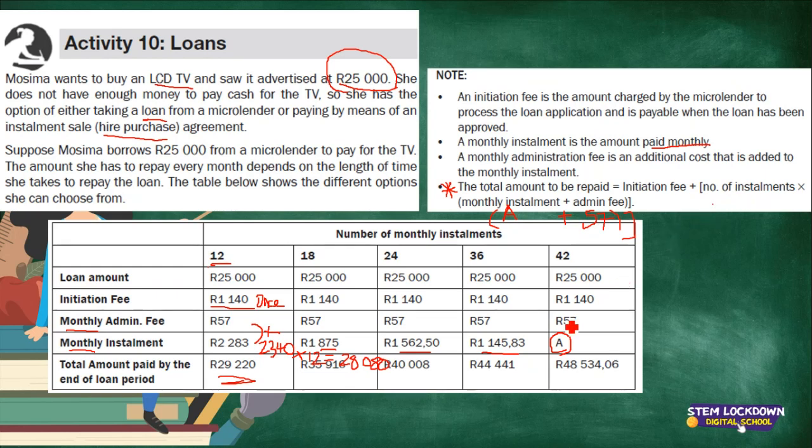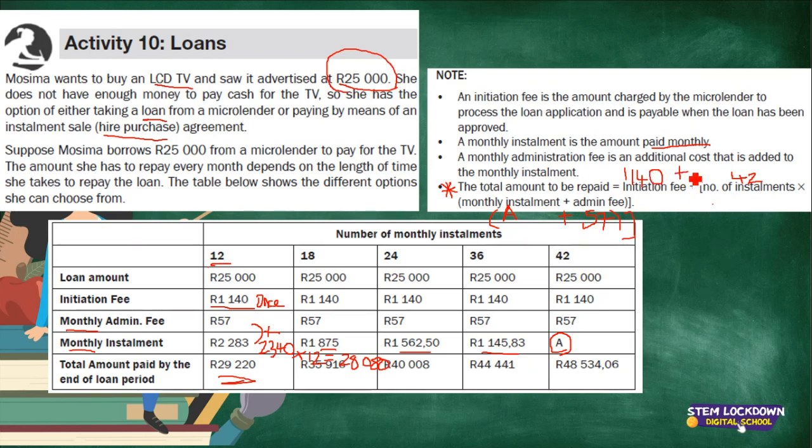How many installments does A correspond to? You can see it's 48 installments. So for the number of installments, you basically put 48. And then plus the initiation fee. How much is the initiation fee? Given, it is 1,140. That is your initiation fee.